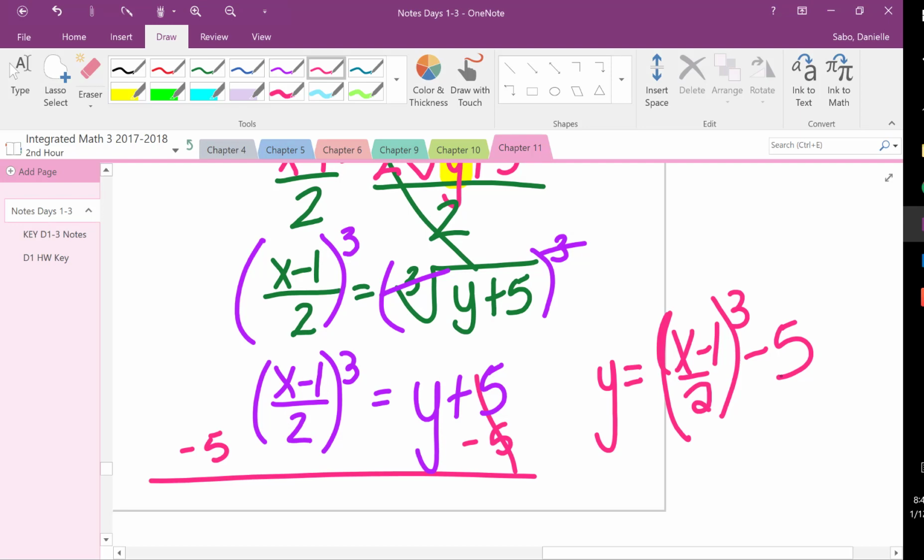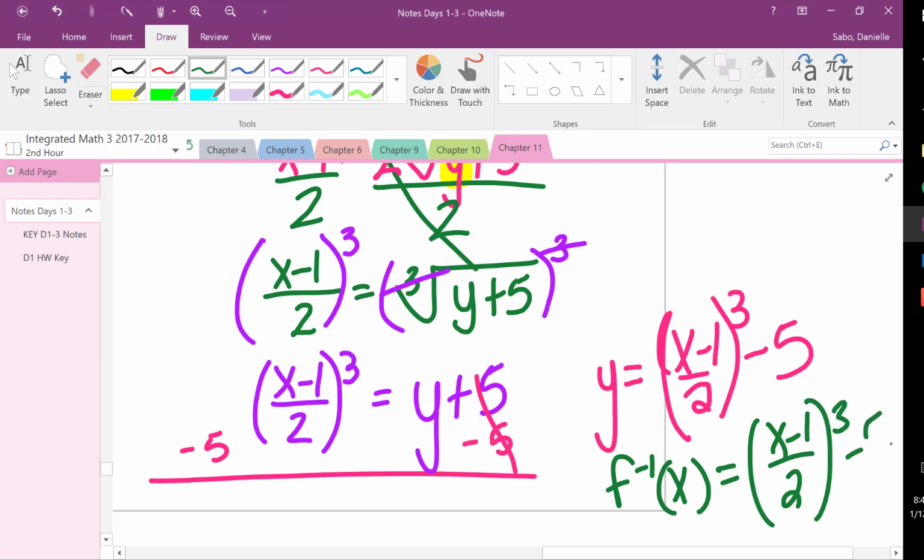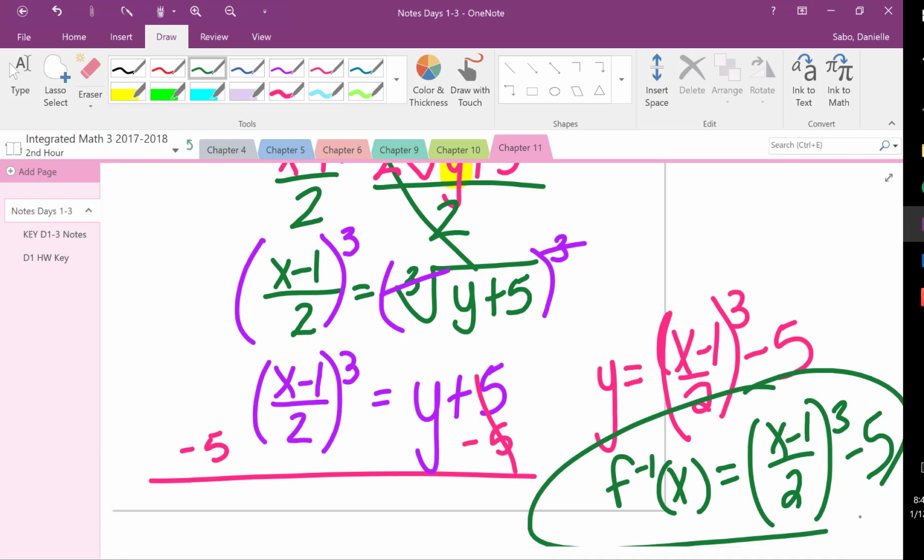And you can kind of talk to yourself and say, well, I started with cube root, I ended with cube, I'm good. Last and final step is just to make sure it's in that inverse notation. So I have f negative 1 of x equals x minus 1 all over 2 cubed minus 5. When you're ready, flip the page.